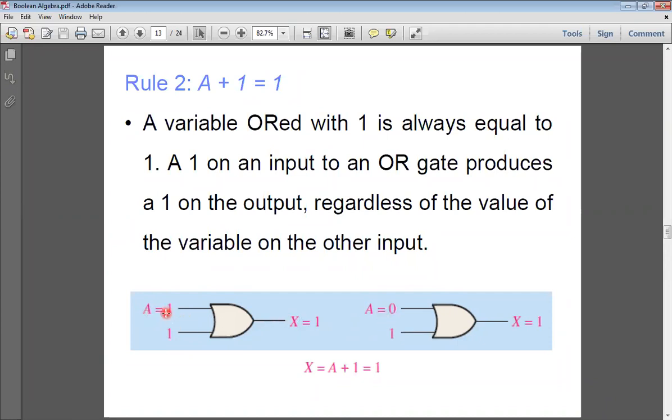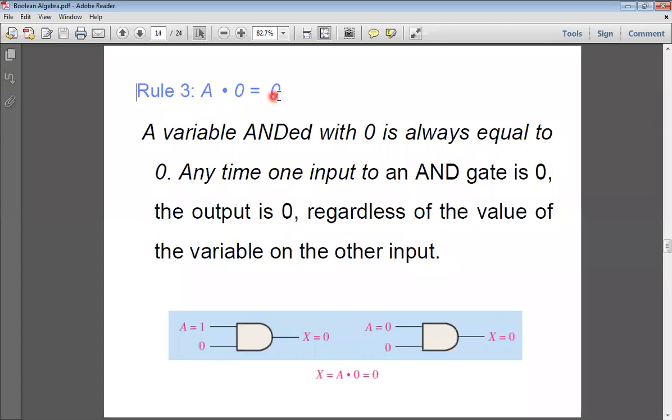And what is the other possibility for A? A equal to 0. The other input is held at 1. So 0 OR 1. What is the output? 1. So now, if you look at the output, it is 1 regardless of the state of A. Whether A is 0 or 1, regardless of A, the output is 1. When the second input is 1, then the output is 1. It doesn't depend on the A variable, the first input. That is what this rule 2 says.